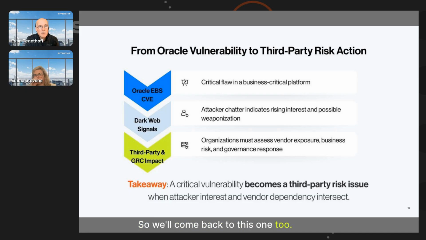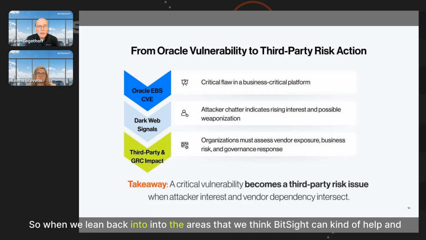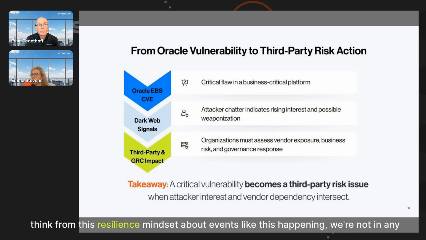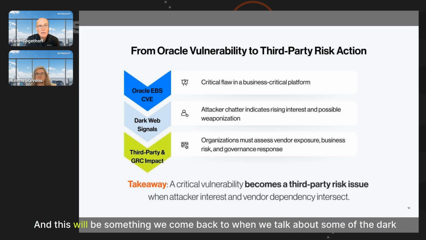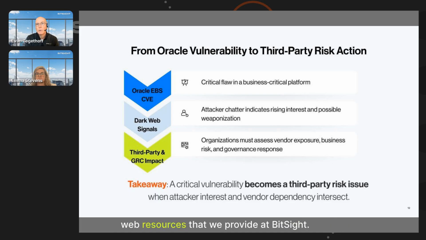Yep. So we'll come back to this one too. So when we lean back into the areas that we think Bitsight can help, and think from this resilience mindset about events like this happening. We're not in any way picking on Oracle. They're just a major supply chain partner for so many organizations, and this will be something we come back to when we talk about some of the dark web resources that we provide at Bitsight. So if you're done with this portion, I'll forward the slides. Did you have any other comments on this, Emma, or are we ready to move on? Ready to move on. Okay, excellent.